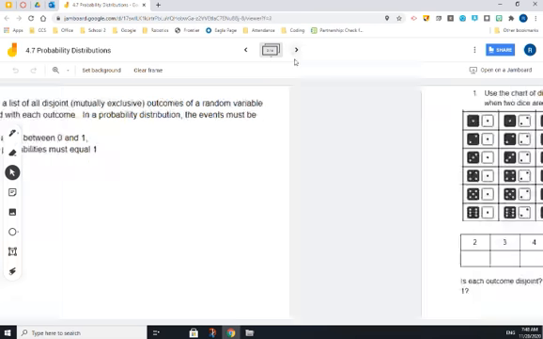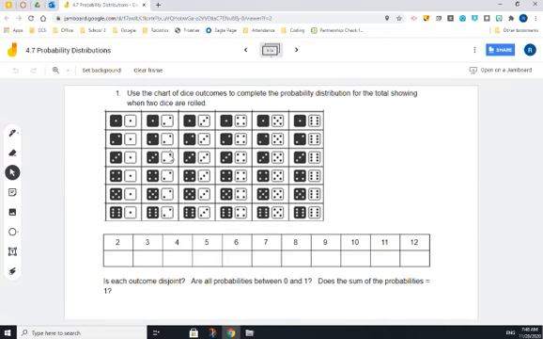So a probability distribution has to have a list of all the outcomes, all the probabilities have to be between 0 and 1, and the sum of probabilities has to equal 1.